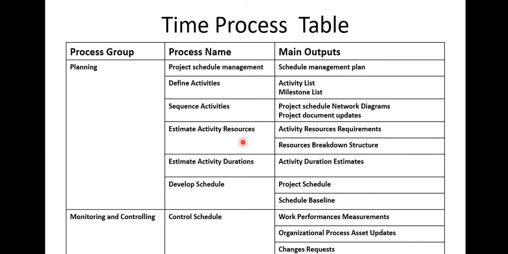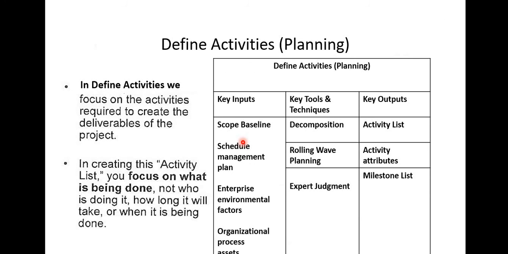But let's quickly look at the processes under the schedule management. We have the plan schedule management, define activity, sequence activity, estimate activity resources, estimate activity duration, develop schedule, and then we have control schedule. So under define activity, what are the things we do? And as you can see, the key output here is activity list. The things we do is to put all of those activity and define them into exactly what they are.